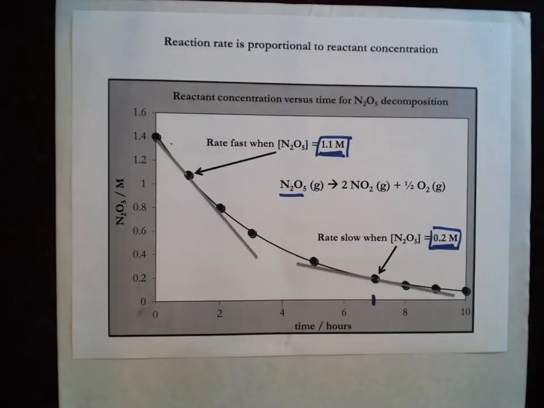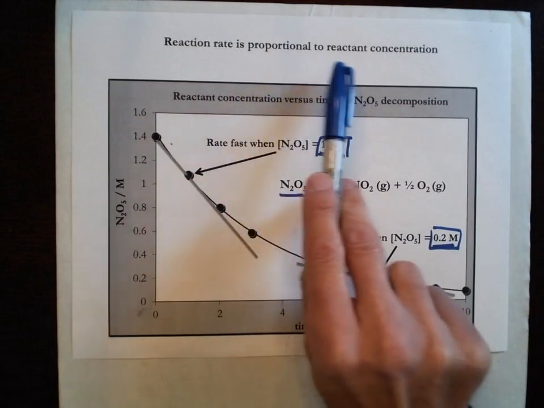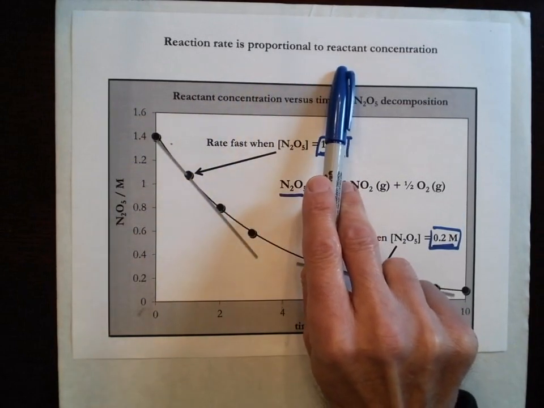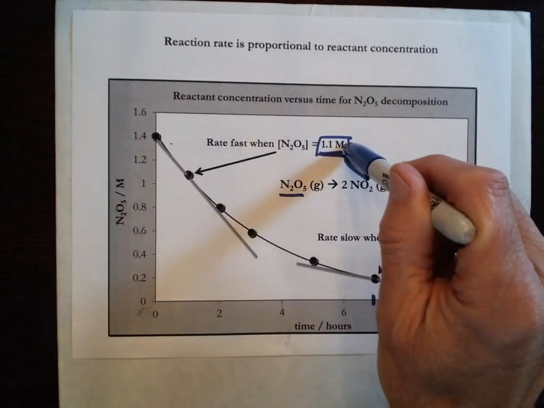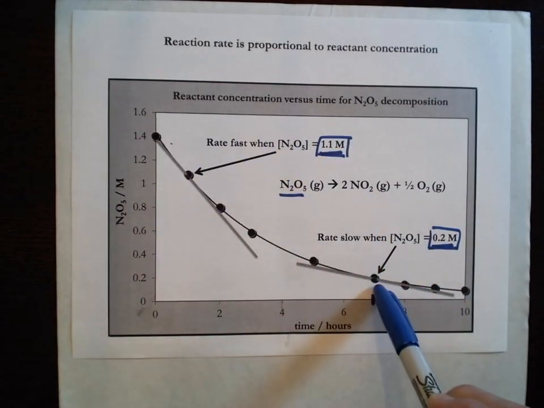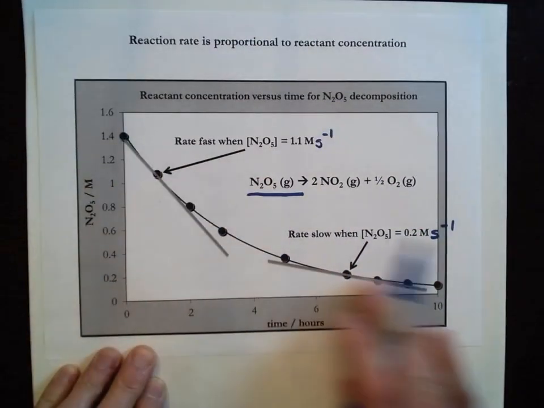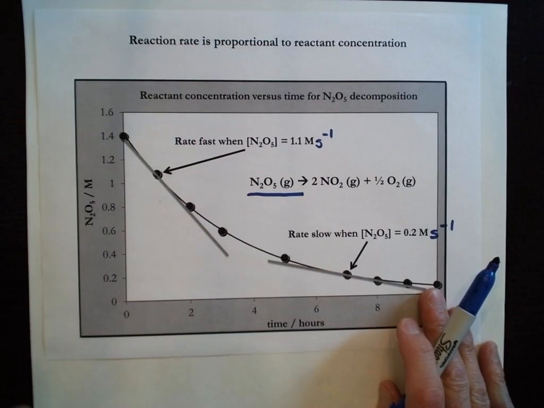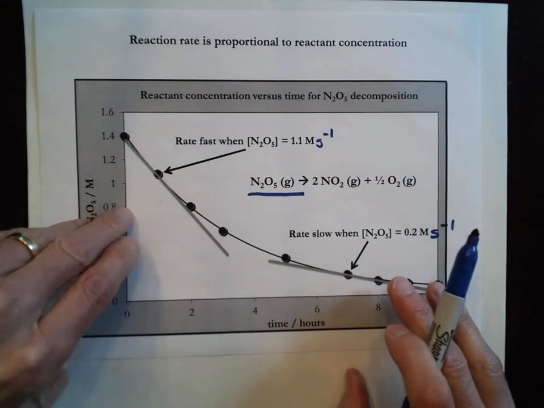So therefore, we see that the rate of the reaction is proportional to the concentration of the reactant. The rate's faster when the concentration of reactant is higher, and the rate's slower when the concentration of reactant is lower. This is a common thing that's seen in chemical reactions. The reactions slow down as the reaction proceeds. And from this information, we are able to assume the following.